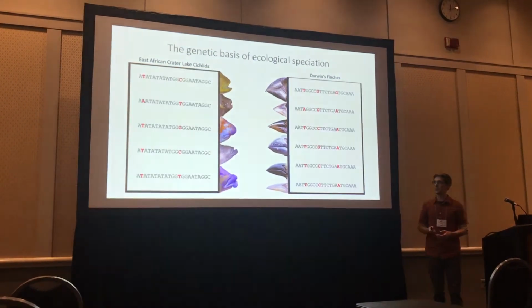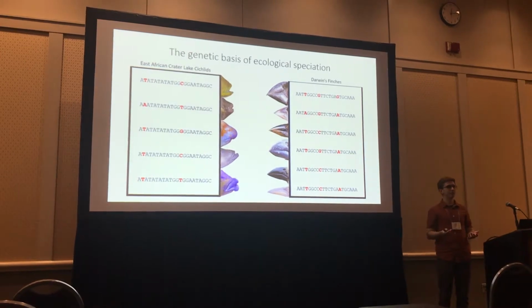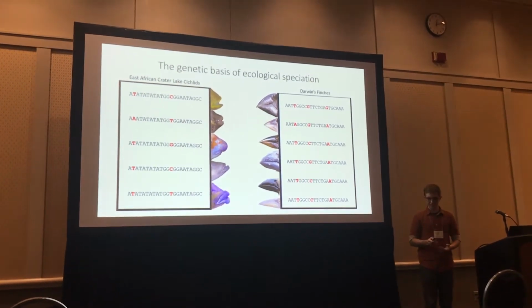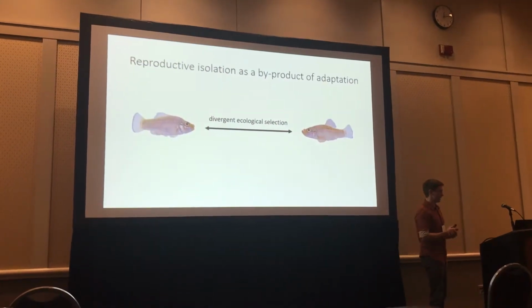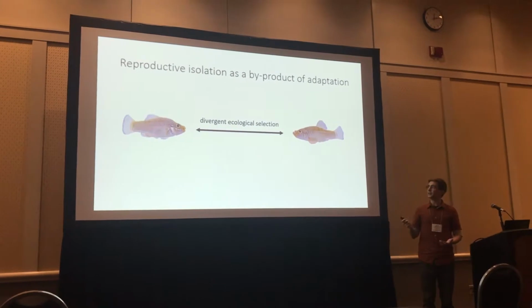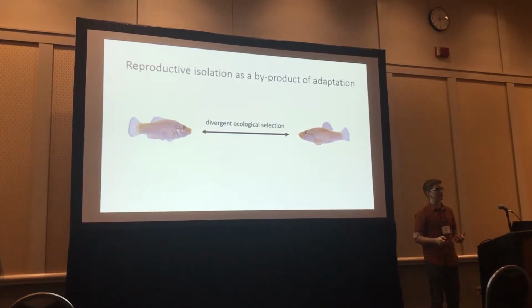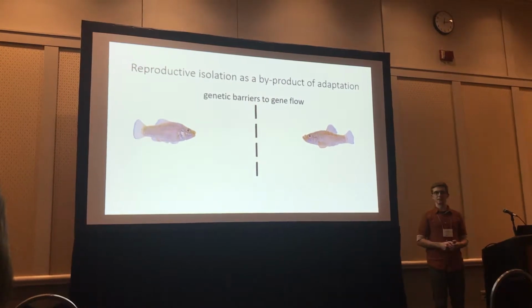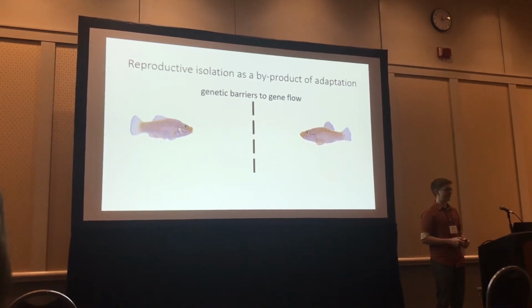And today I want to explore genetic mechanisms that shape new traits like this, as well as help to maintain species boundaries. And specifically, I want to test predictions of ecological speciation theory that suggest divergent ecological selection leads to the evolution of new traits, and that genetically based reproductive isolation evolves as a byproduct of adaptation.